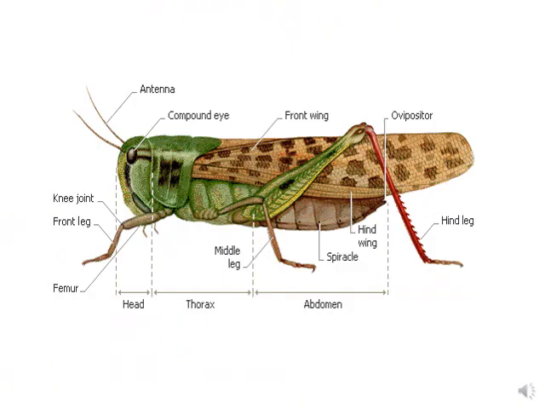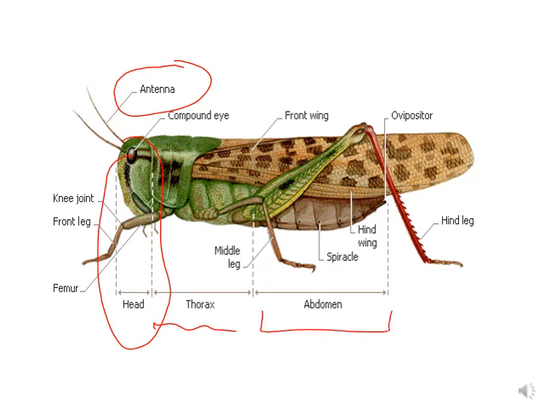So this represents the anatomy of the grasshopper. Here we have the antenna. Here is the head region. Here we have the thorax. Here is the abdomen. Here the antenna. Here we have the eyes, the compound eyes, and they are used by the grasshopper.